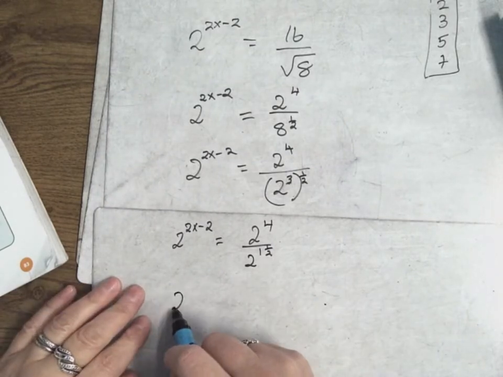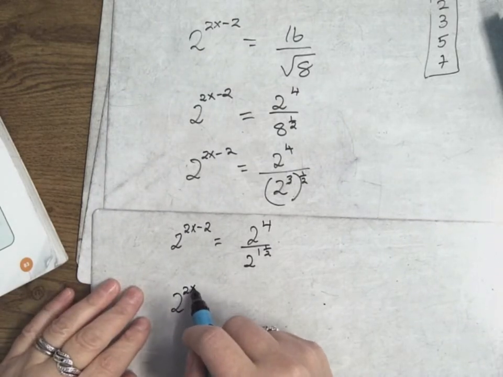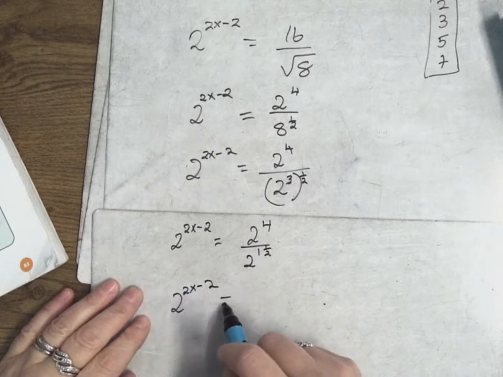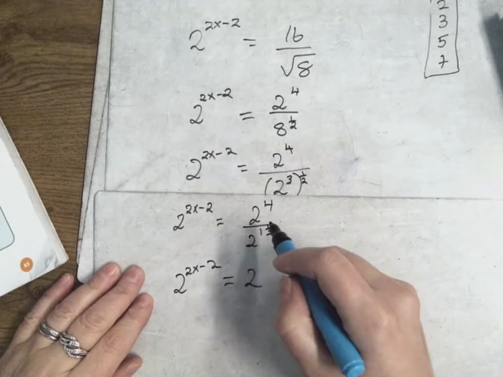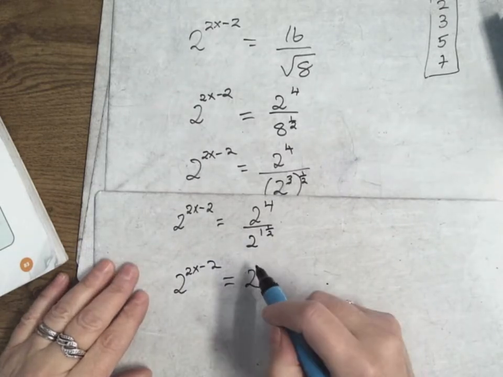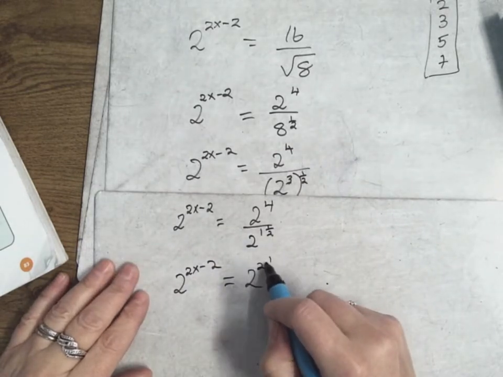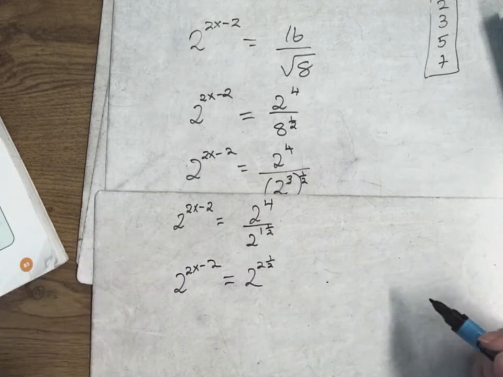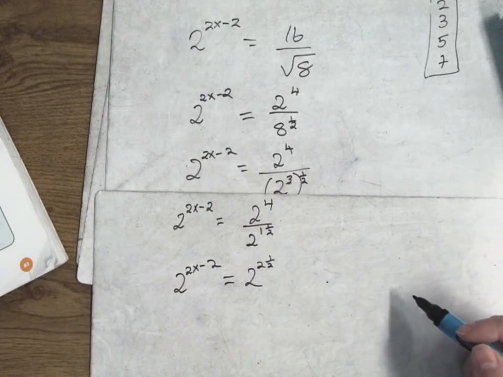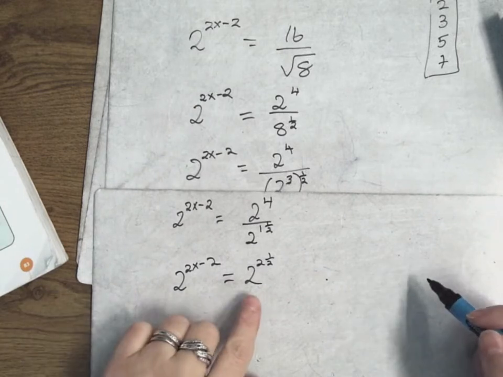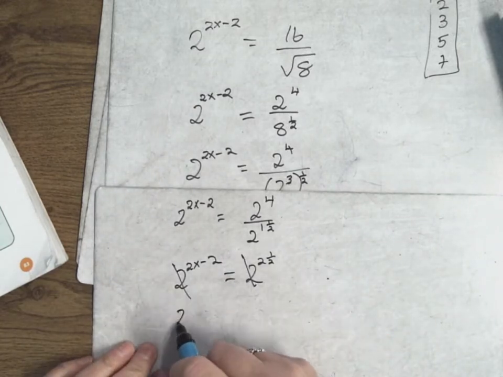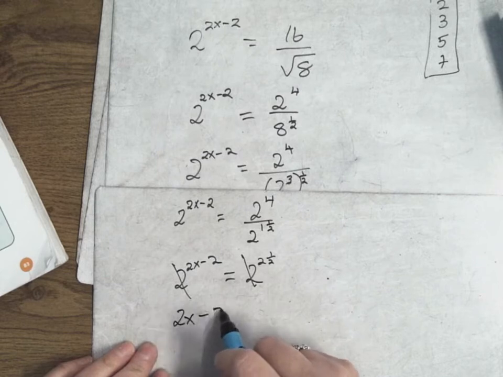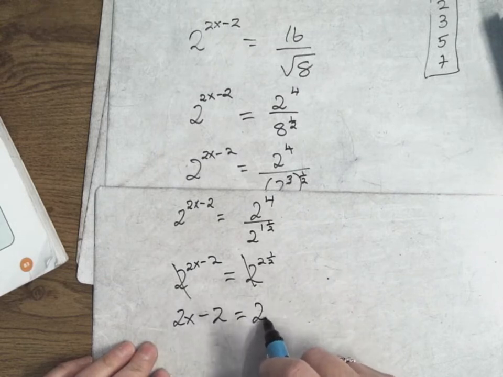Now, I need to do a division over here. So the rule of division is, how do you divide? Take away. So it's top take away bottom. So top take away bottom would be 2.5. 4 take away 1.5 is 2.5. If you're doing it on your calculator, you say 5 over 2. Same thing. Right? 2 to the power of equals 2 to the power of, knock it off. So you get 2x minus 2 equals 2.5.